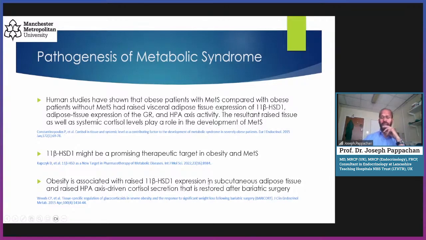Obesity is also associated with increased gene expression of 11-beta HSD1, and that increases the subcutaneous adipolysis and increases the HPA axis-driven cortisol secretion, and these effects can be restored by bariatric surgery and loss of weight. These are all recent evidence coming up on the horizon.